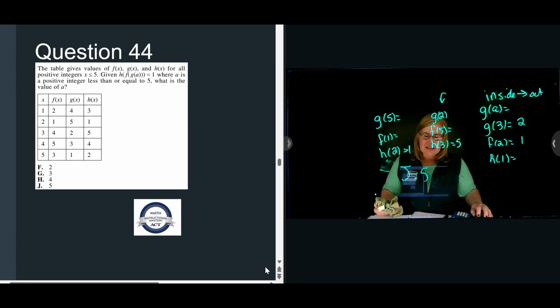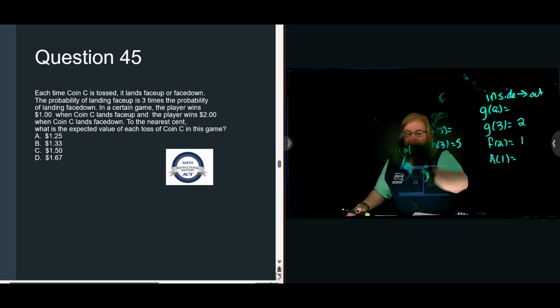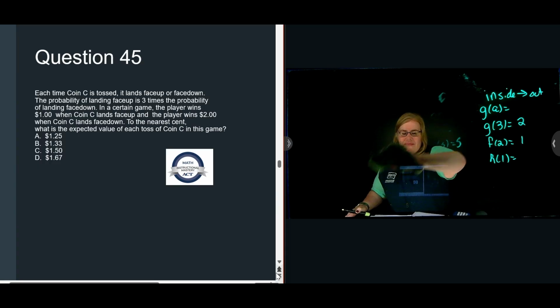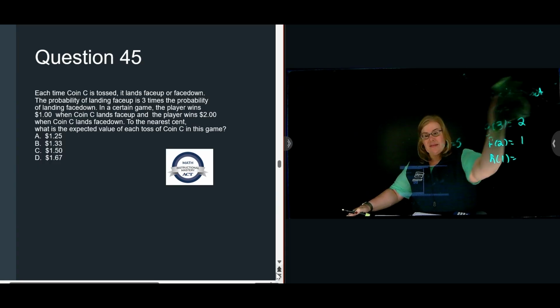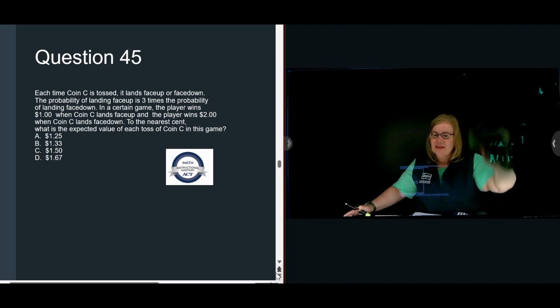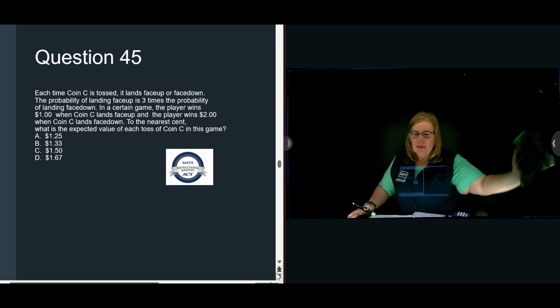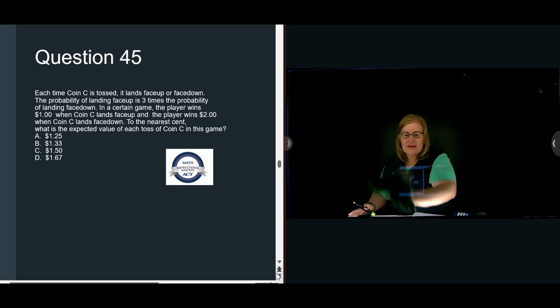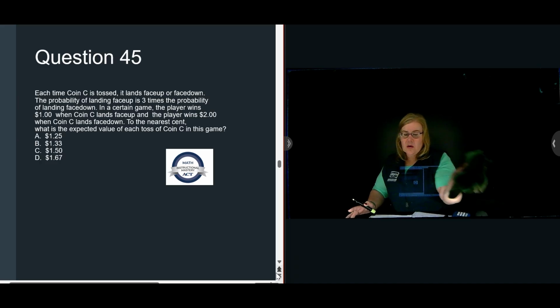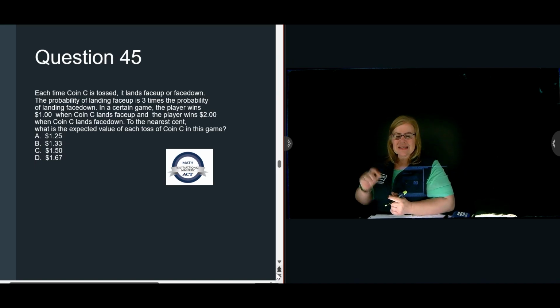So let's do our last possible answer question. Here we go. Each time coin C is tossed, it lands face up or face down, obviously. The probability of landing face up is 3 times the probability of landing face down. In a certain game, the players win $1 when the coin is face up. The players win $2 when the coin is face down. To the nearest cent, what is the expected value of each toss of the coin?